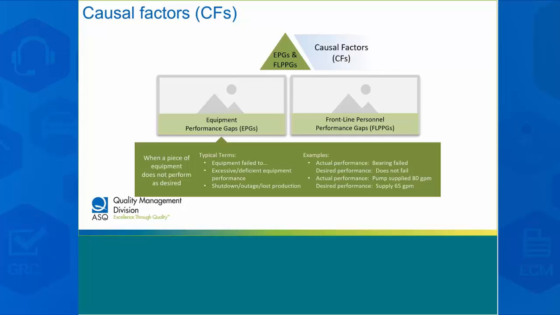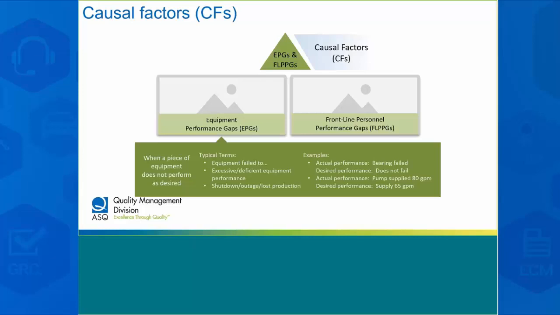An FLPPG is not a failure to perform as directed, but failure to perform as desired. So my example here is you can give Jim the procedure. Jim can faithfully execute every step in that procedure as directed. But if that procedure is not correct, Jim is not going to perform as desired. He's not going to do everything that's necessary for a particular operation.